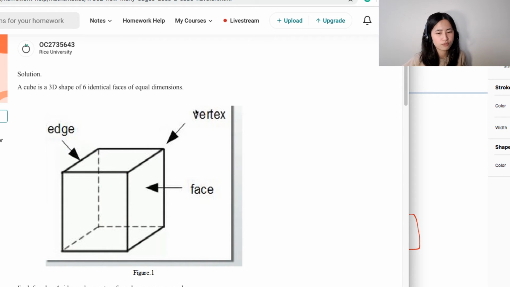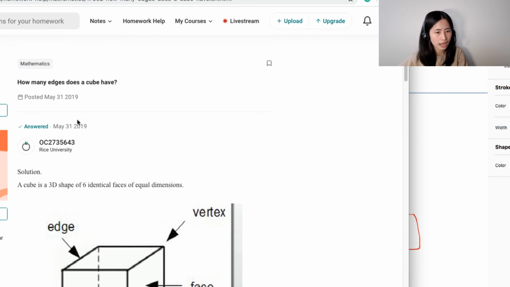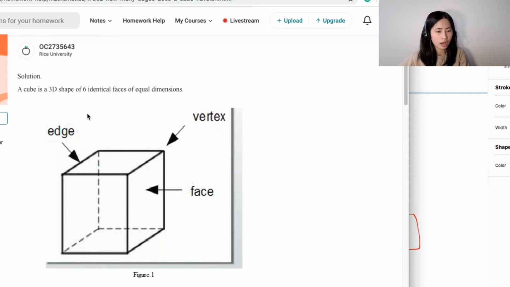So if you have a cube, first of all, you have your vertex. A vertex is where 2 lines meet. Can you guys see this? This is basically what you call the corner of your cube. And then you have the face, which is a plane. And then you have an edge. As you can see, this is an edge. They're asking how many edges does a cube have.